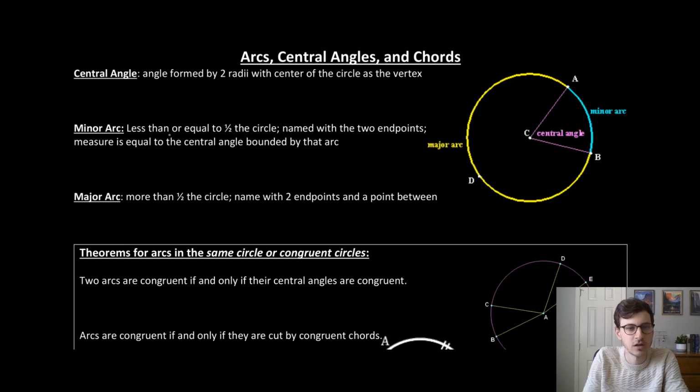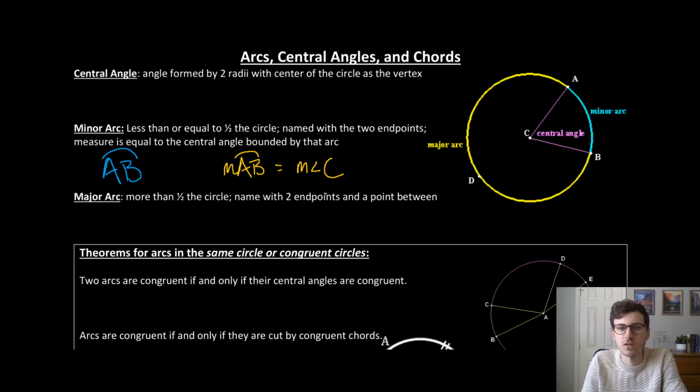Okay, a minor arc is less than or equal to 1/2 the circle, named with two endpoints, and the measure is equal to the central angle bounded by the arc. So here we would have arc AB. And you write it with, instead of a line, like an arc, a curve over it. The measure equal to the central angle bounded by the arc. So we would say the measure of arc AB is equal to the measure of angle C. So if angle C was 45 degrees, then arc AB would also be 45 degrees.